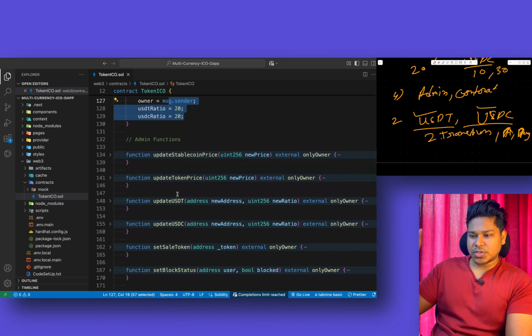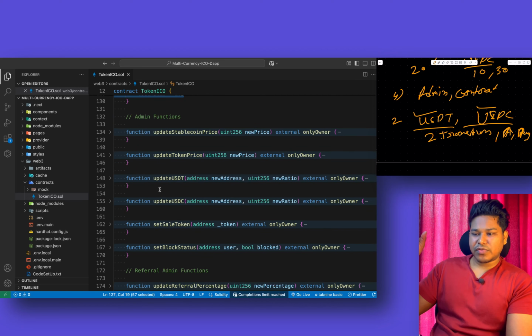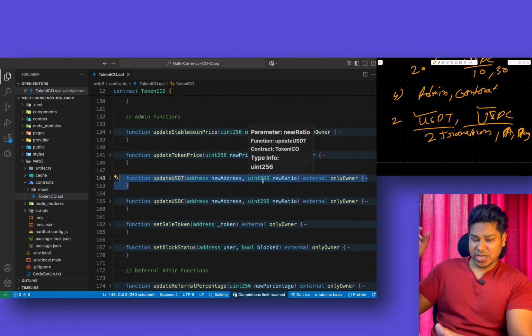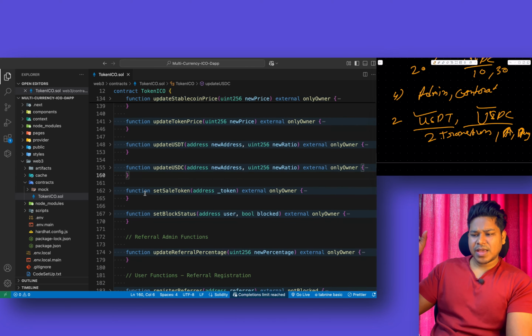And here we have the option which allows us to update. So if you want to update the ratio, you can do that. You can pass the address and the ratio which you want to provide as the new one. It could be 10, 30, 40, it's totally up to you. Same with the USDT, that's what we are doing. And here we have this one.